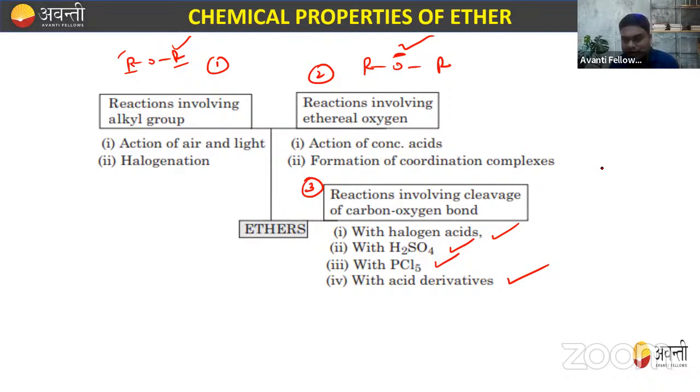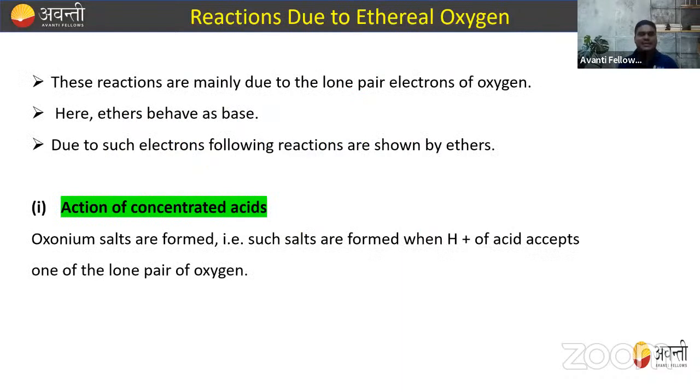जल्दी बताओ, सबको समझ आया यहाँ तक? Is it clear to everyone? How we classify the chemical properties of ether on the basis of three main reactions. That is reaction of alkyl group, reaction of ethereal oxygen, and the reaction involving the cleavage of carbon oxygen bond. Clear है? चलो one by one देखते हैं basically.